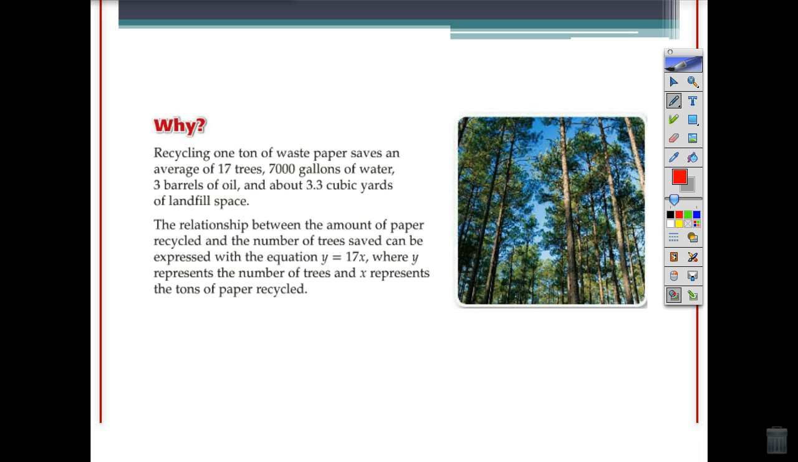Okay, so why are we learning this? Recycling 1 ton of waste paper saves an average of 17 trees, 7,000 gallons of water, 3 barrels of oil, and about 3.3 cubic yards of landfill space. The relationship between the amount of paper recycled and the number of trees saved can be expressed with the equation y equals 17x, where y represents the number of trees and x represents the tons of paper recycled.